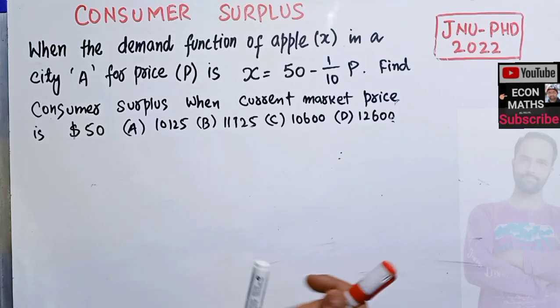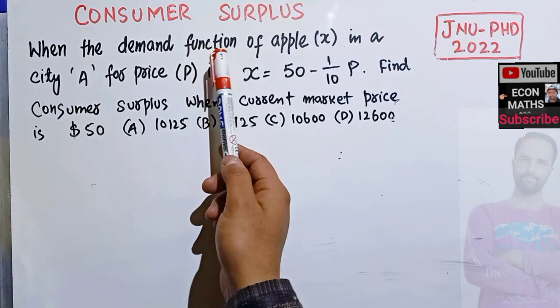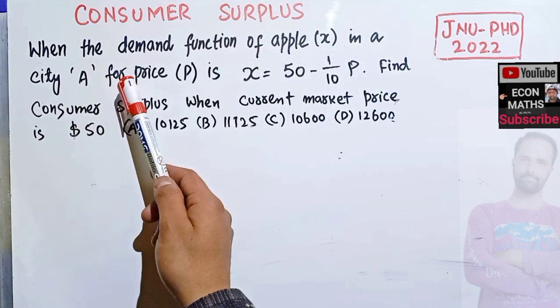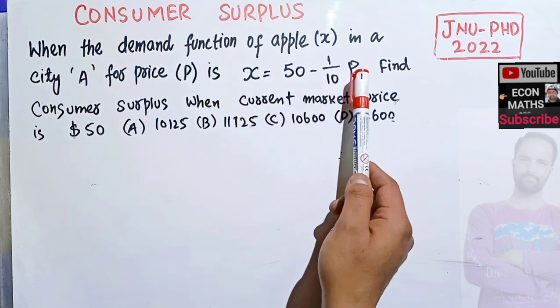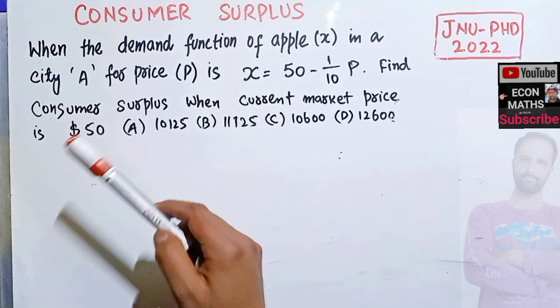The question is to find the consumer surplus. The question goes like this: when the demand function of apples, which is denoted by X in a city A for price P, is given as X is equal to 50 minus 1/10 P, find consumer surplus when the current market price is $50.